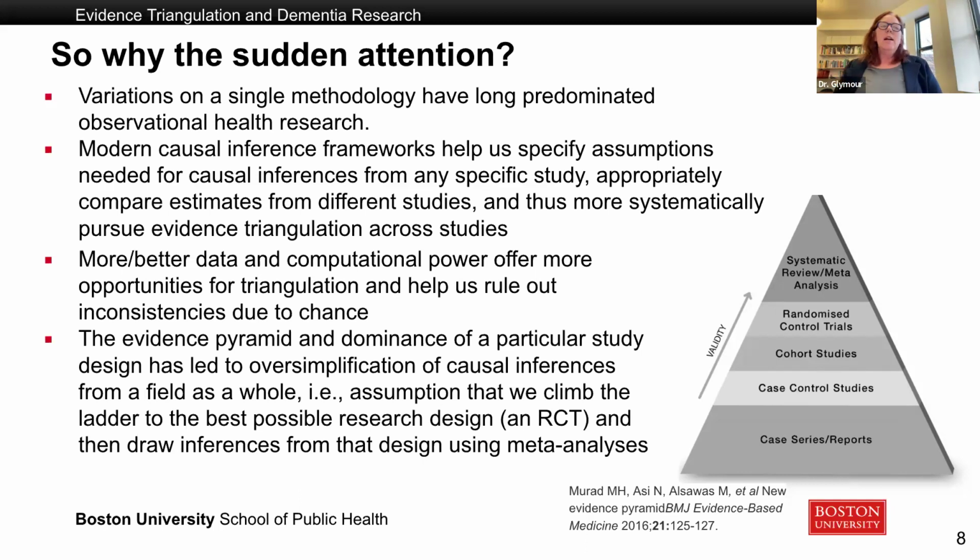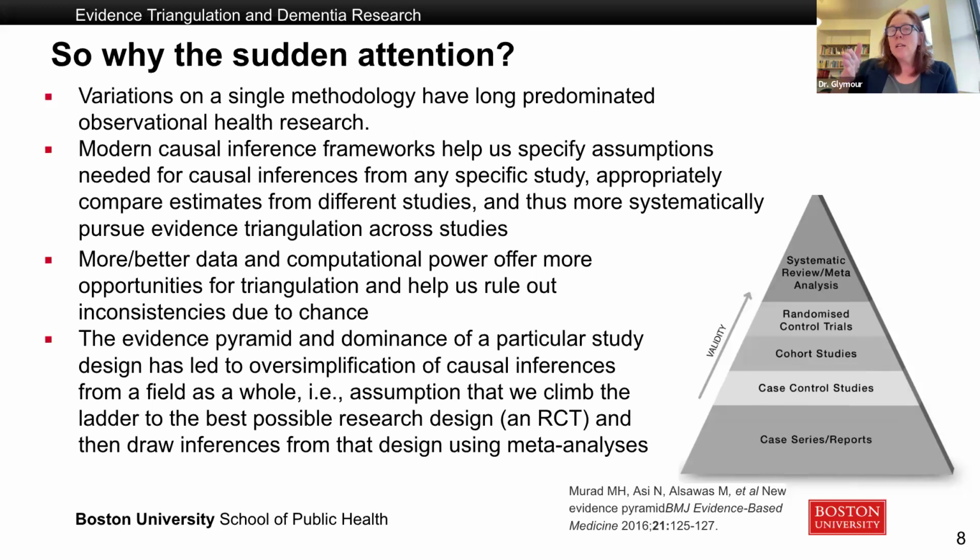And the evidence pyramid and dominance of the particular study design, and I'll go into more about what that is, but roughly speaking, when I say the study design that has dominated, I mean studies which essentially measure the exposure, follow people up for a while, see if the exposure predicts the outcome, controlling for a set of covariates that you hope capture all of the common causes of the exposure and outcome. In causal inference language, backdoor criterion-based methods. So the evidence pyramid and the dominance of that particular study design has led, I think, to an oversimplification of causal inferences from the field as a whole.